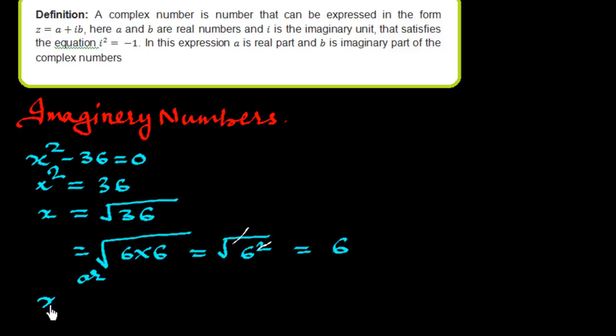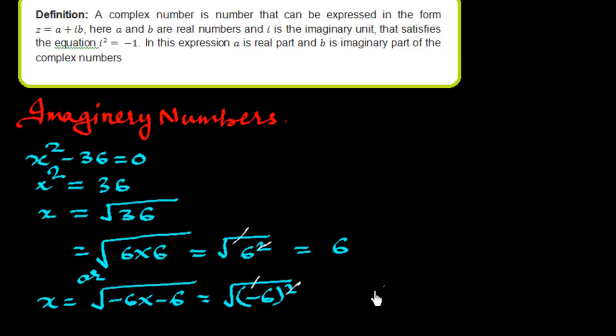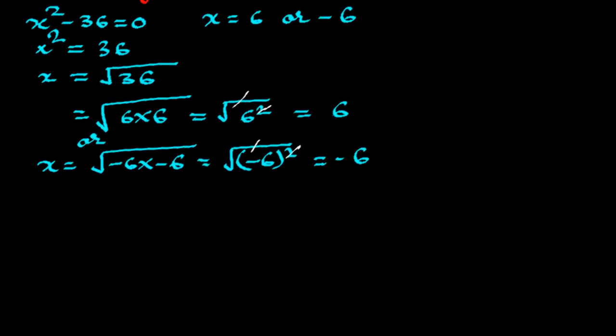The other way we could write in this way, x is equal to minus 6 into minus 6. This also becomes 36. So we could write in this way, here also square and square root will divide each other, and we get here minus 6. So we get the value of x here, 6 or minus 6.